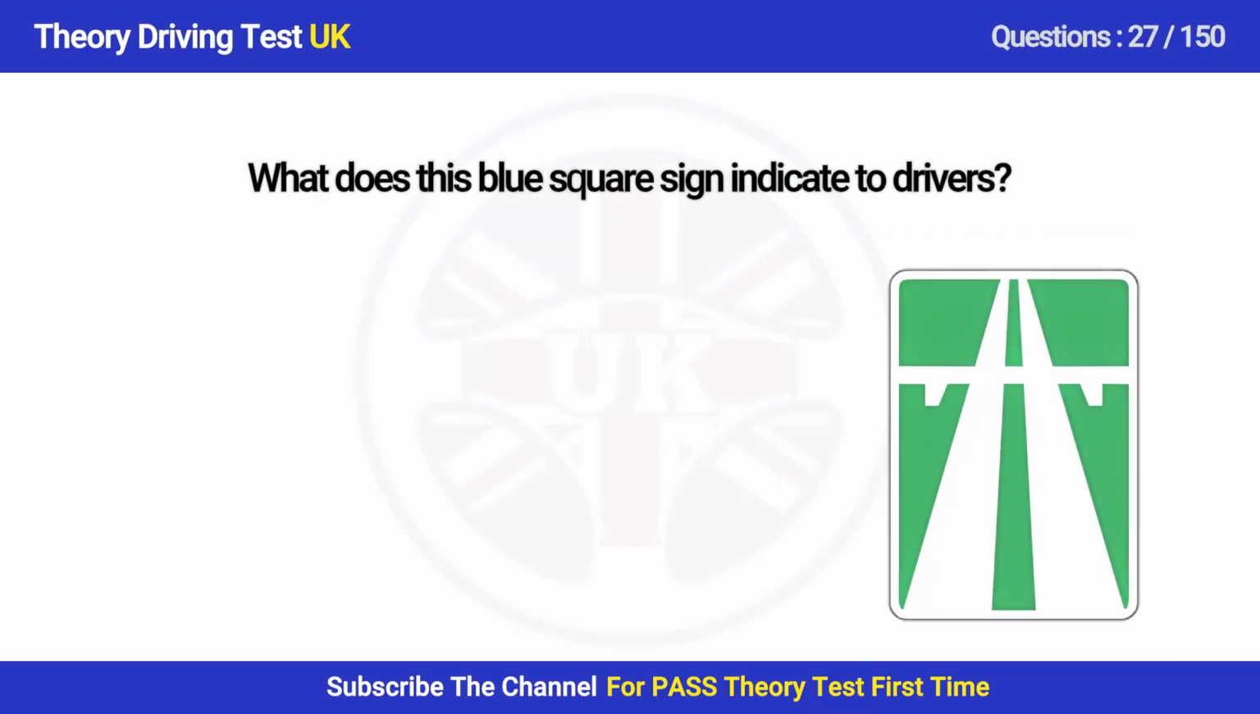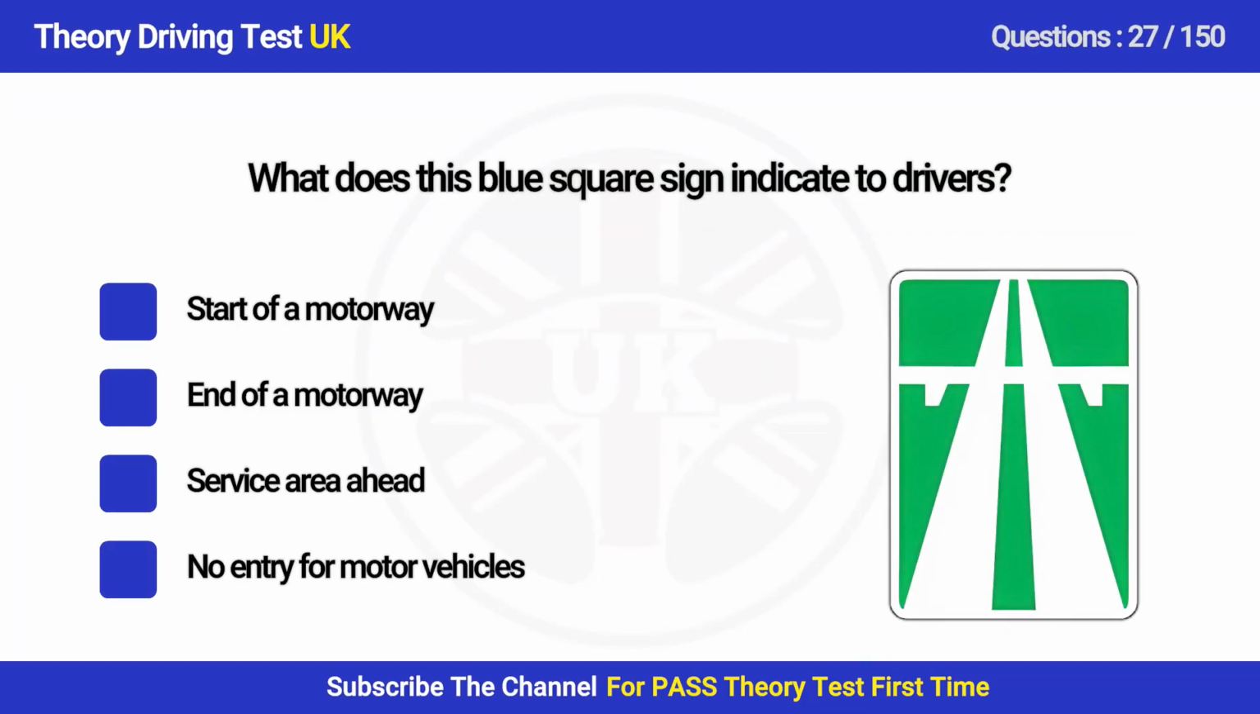Question 27. What does this blue square sign indicate to drivers? A. Start of a motorway. B. End of a motorway. C. Service area ahead. D. No entry for motor vehicles.